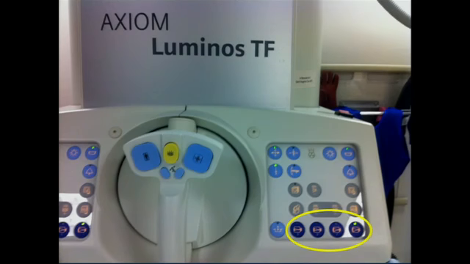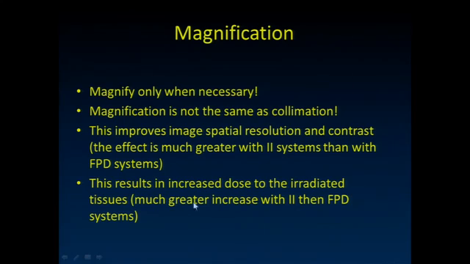So only magnify sparingly. I always say to the residents, magnification is not the same as collimation. If you can see the structure well without magnifying, collimate in on it aggressively. Don't just magnify up on it, okay? And that'll help keep the dose as low as possible. I think I mentioned all these things.